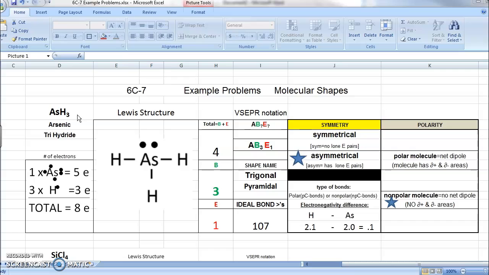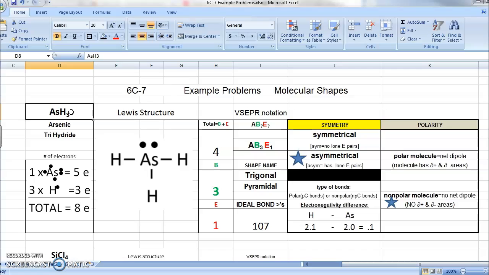All right, here we go. Example problems. Let's take a look at our first example problem. What is the molecular shape of AsH3, arsenic trihydride? What is the molecular shape of arsenic trihydride?